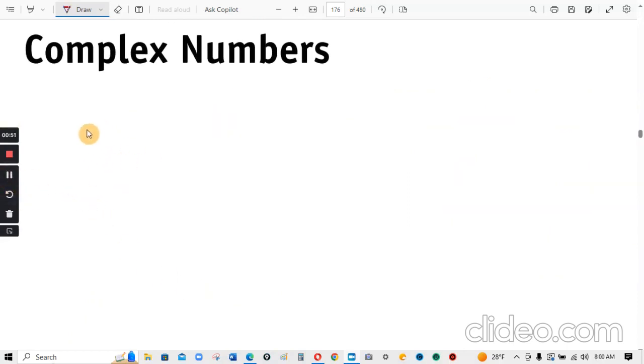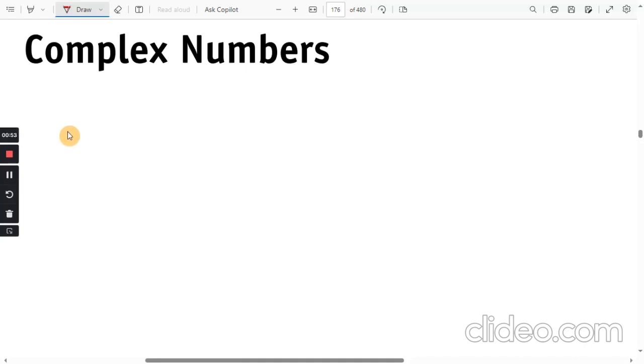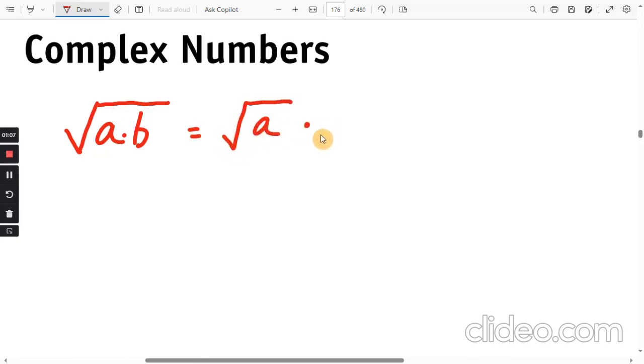Now, you want to remember you can break up square roots. For instance, you can break up the product of a square root. For instance, if you have the square root of a times b, you can break that up into the square root of a times the square root of b.